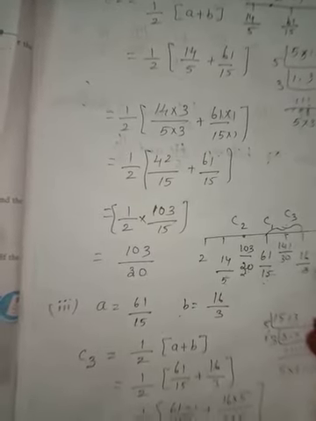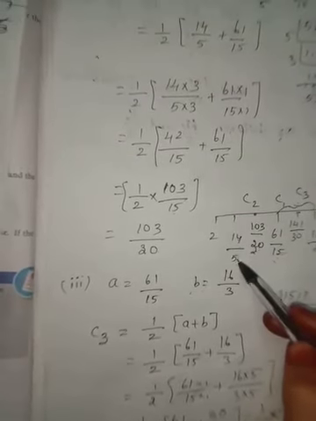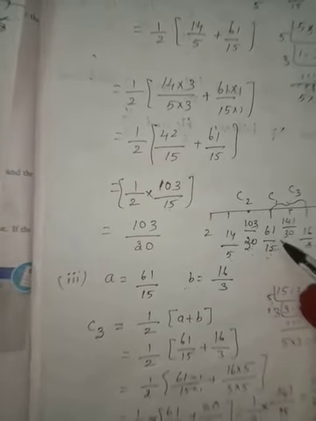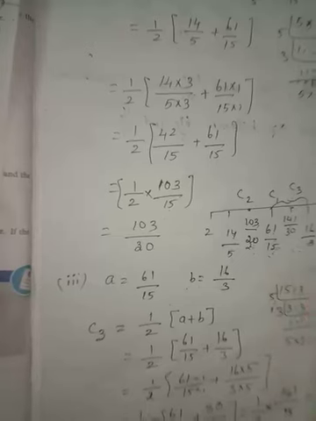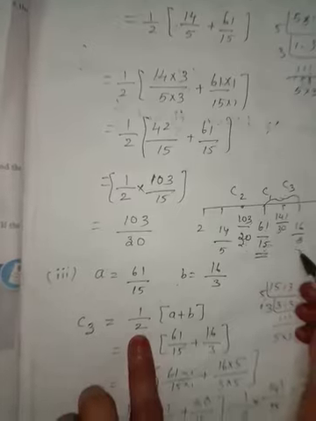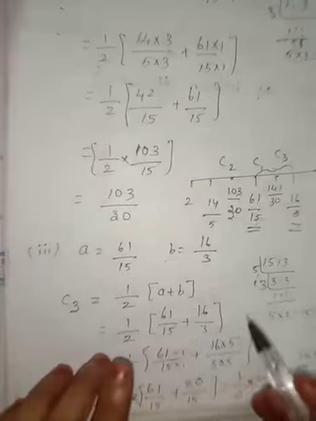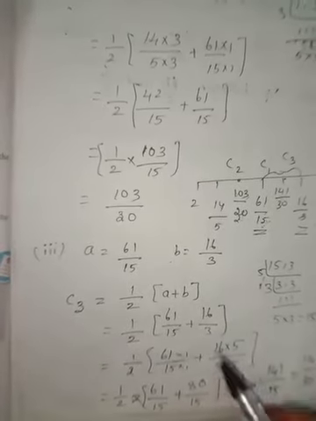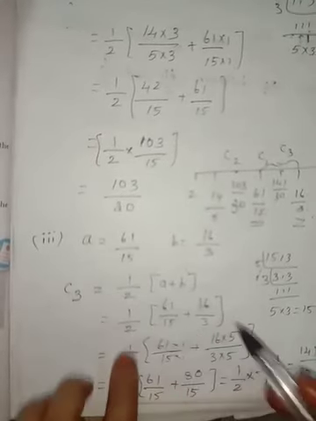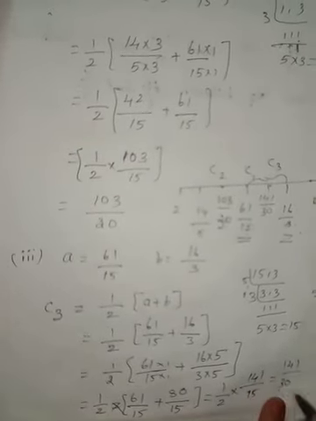Now we can find the third rational number, whichever pair you choose. We can take 14 by 5 and 103 by 30, or 103 by 30 and 61 by 15, or 61 by 15 and 16 by 3. Now I take 61 by 15 and 16 by 3. Using these two numbers we can find the third rational number. When we add the two numbers and multiply by half, we get the third rational number, that is 141 by 30.